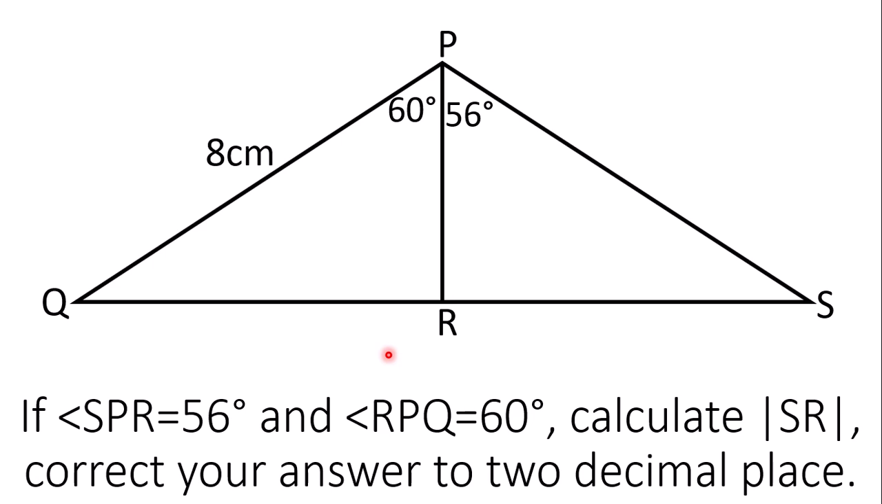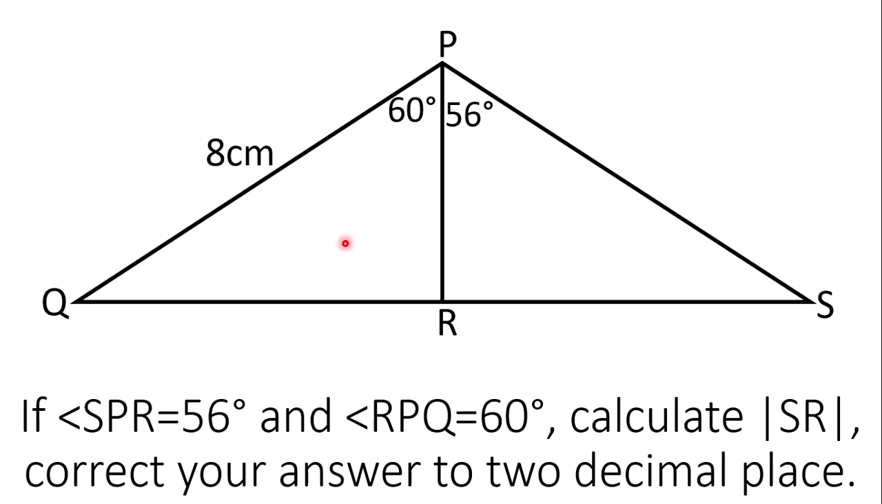But how is it going to be done? First, because we are using the sine rule, we are going to consider the whole of this triangle PQS. So we will just sum the angles here. That is 60 plus 56, which gives us 116. And then we will calculate one angle in addition to this one.